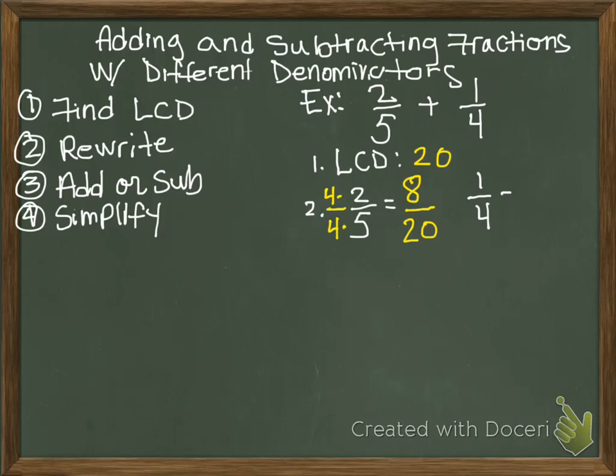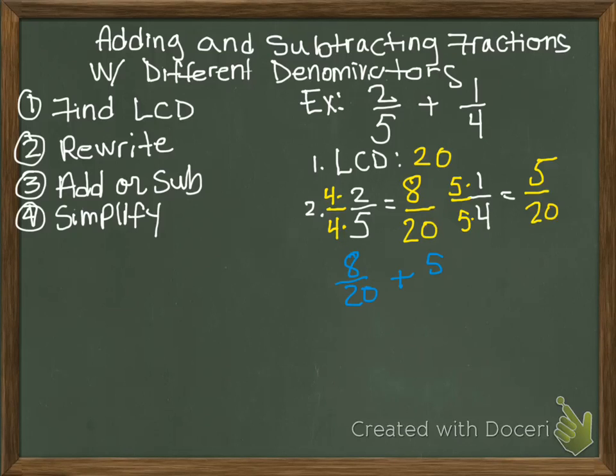So let's do the same thing for 1/4. We need to rewrite 1/4 as some number over 20. So we have to figure out what we need to multiply 4 by to obtain 20. So we multiply 4 by 5 to get 20. Thus, we have to multiply the numerator of 1 by 5 as well. So 5 times 1 equals 5, and 5 times 4 is 20. So the fraction 1/4 can be rewritten as 5 over 20.